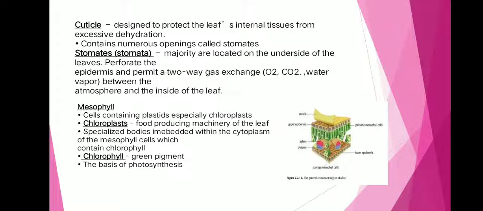Mesophyll, cells containing plastids, especially chloroplasts. Chloroplasts, the food-producing machinery of the leaf, specialized bodies embedded within the cytoplasm of the mesophyll cells which contain chlorophyll. Chlorophyll, the green pigment, is the basis of photosynthesis.